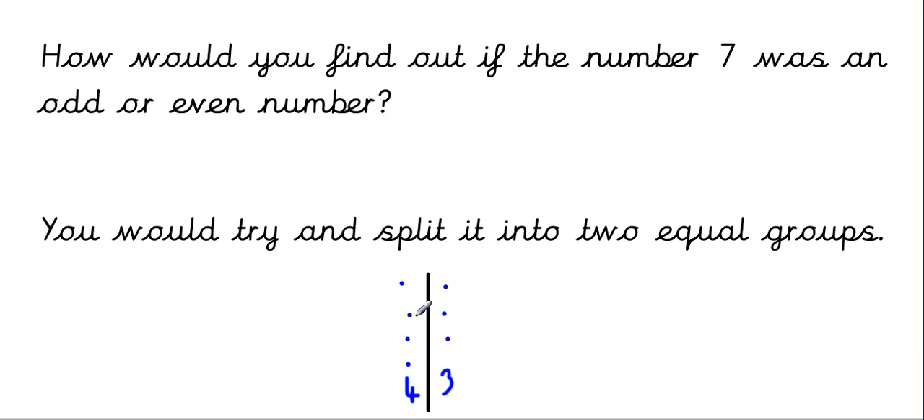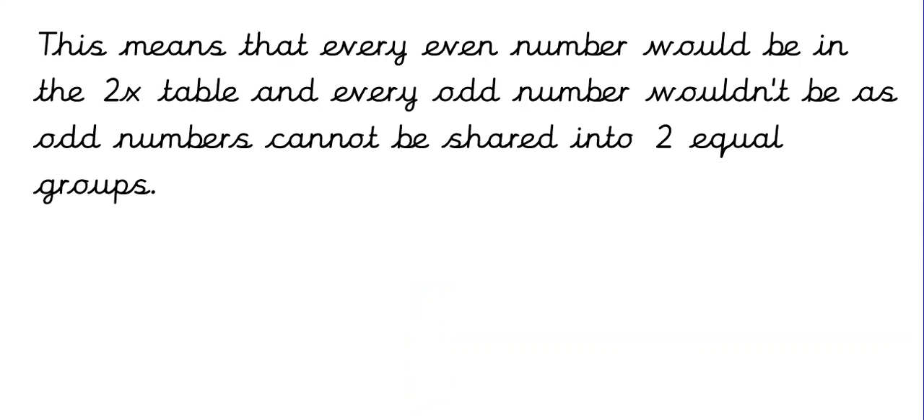I would need to have the same amount of dots in each group for my number to be even. Okay, because it means it can be split equally into two groups. Odd numbers cannot. So this means that every even number would be in the 2 times table and every odd number wouldn't, because odd numbers cannot be shared into two equal groups, whereas even numbers can.